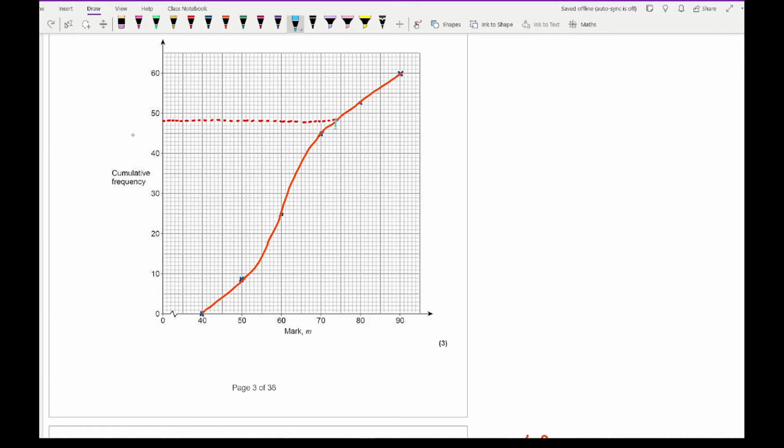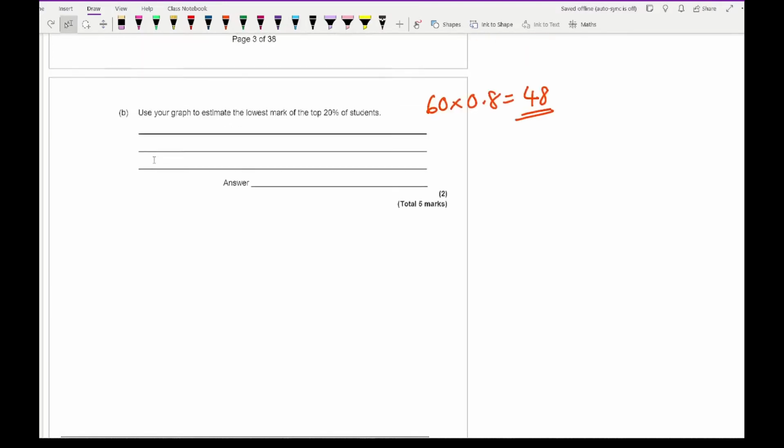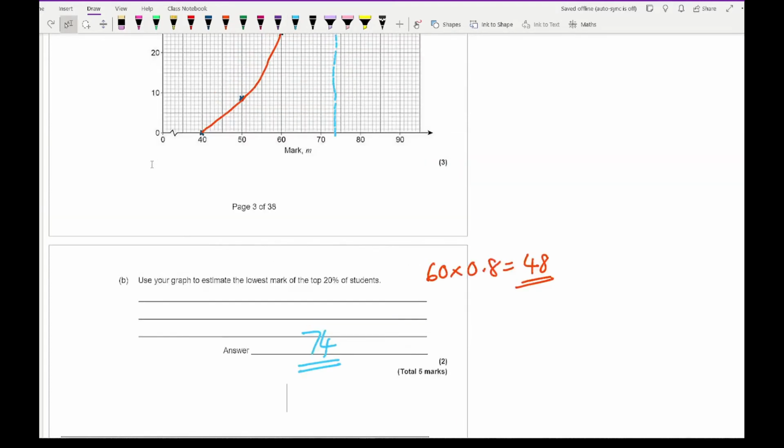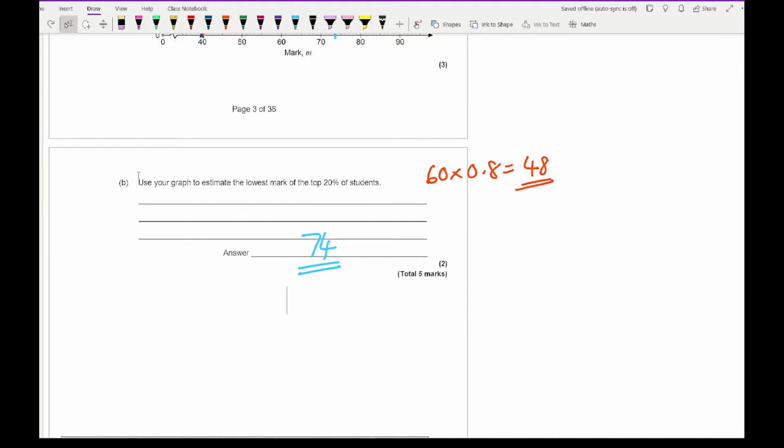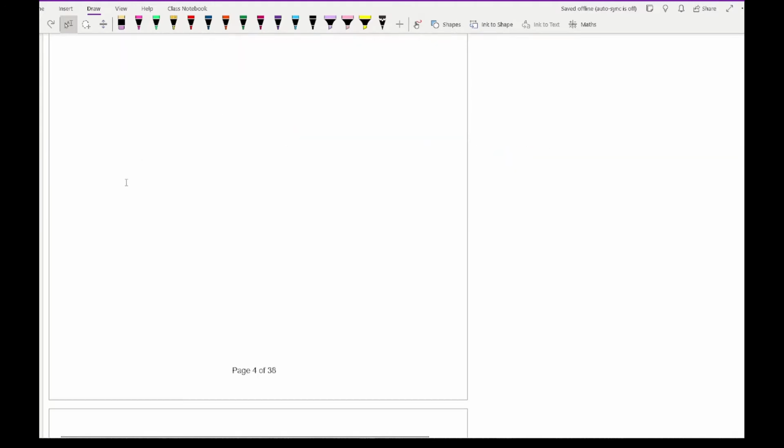It's about there. And I should be using a ruler. My eyes are compensating. Well, that's definitely not straight there. But I make it out to be around about 70, 74, I would say. But again, you'd have a bit of leeway in terms of what it is. But as long as you've gone from your graph, that should be fine. So I'll say the 74 mark would get you in the top 20%.